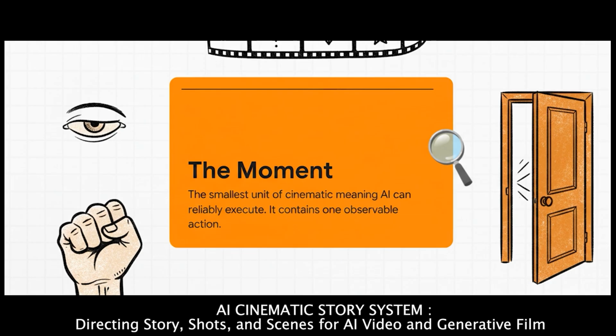A scene, like a character argues with his boss and storms out, is way too complex for an AI to handle in one go. It'll fail. So we break it down into moments, the smallest possible unit of meaning that the AI can execute reliably. Each moment is just one single observable action. So instead of one messy prompt, you have 3 clean ones. A man's eyes narrow in anger, a hand slams down on a desk, a figure turns and walks out of frame. You build the complex story from these perfect, simple pieces later on in the edit.